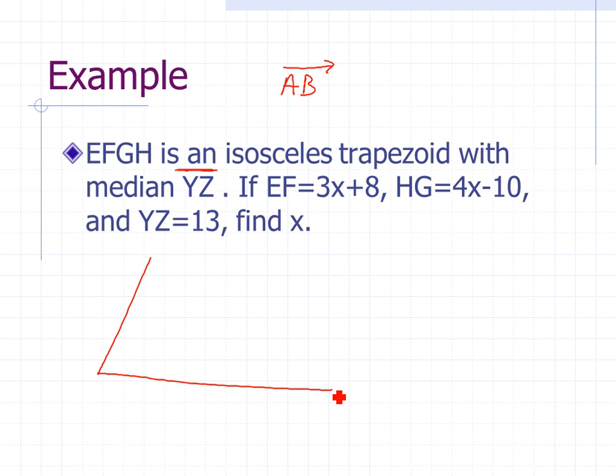Draw me a trapezoid here. It's supposed to be an isosceles trapezoid. It's EF, GH.